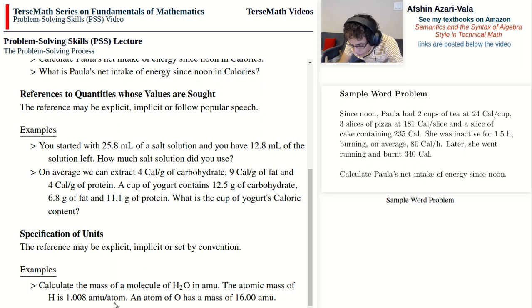So one H atom has a mass of 1.008 AMU. And an atom of O has a mass of 16 AMU. Now in this problem, we are pretty explicit about what unit should be used in the computation of the mass of the molecule. It should be AMU, atomic mass unit. So this is an example of a case when the unit is explicitly named.